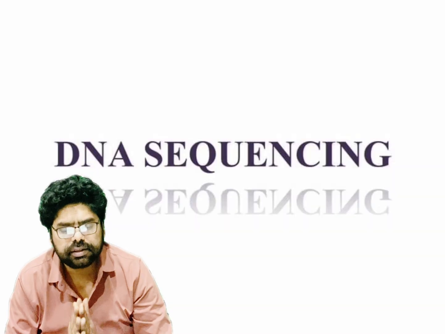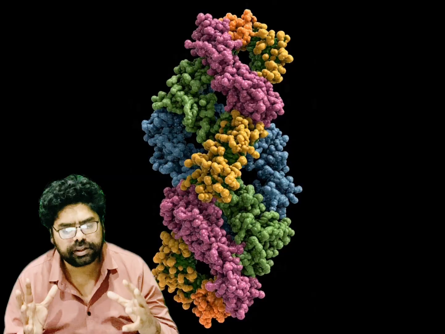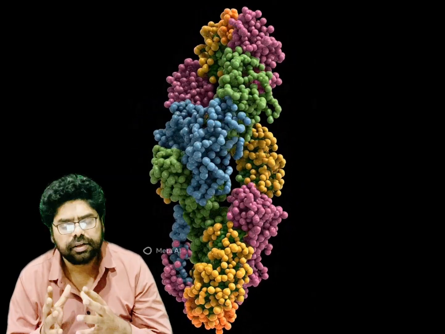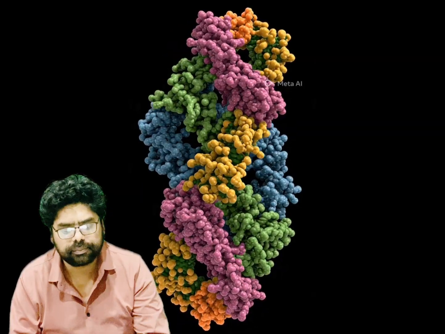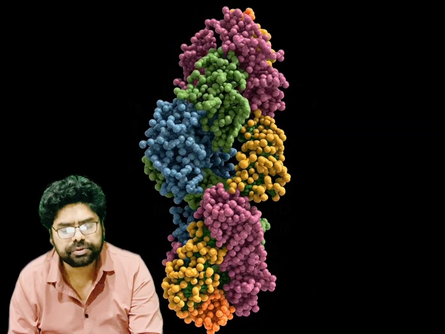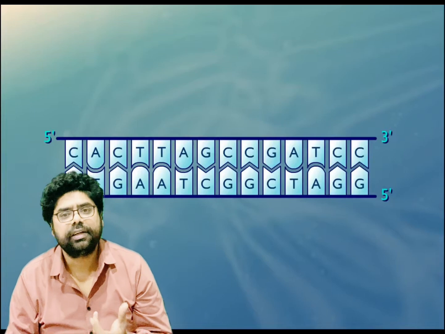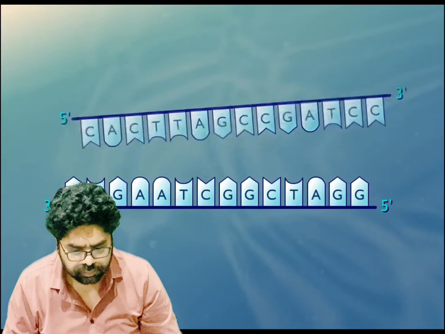The term DNA sequencing refers to the method of determining the order of nucleotide bases like adenine, guanine, cytosine, and thymine. So basically, it is used to determine the sequence of nucleotides like adenine, guanine, cytosine, and thymine.